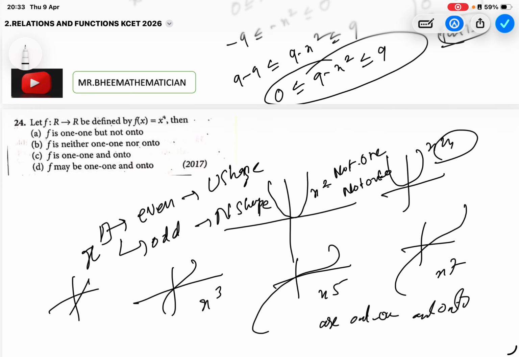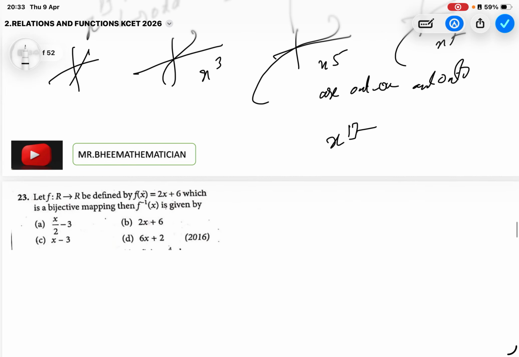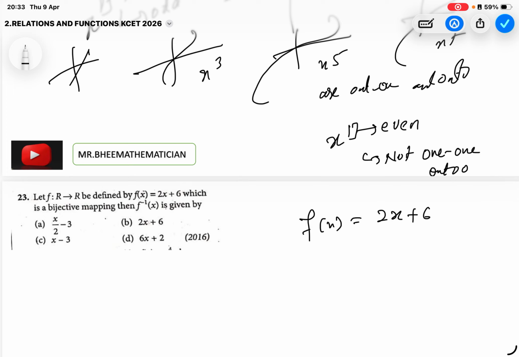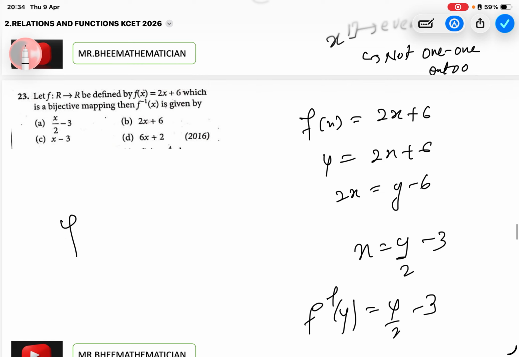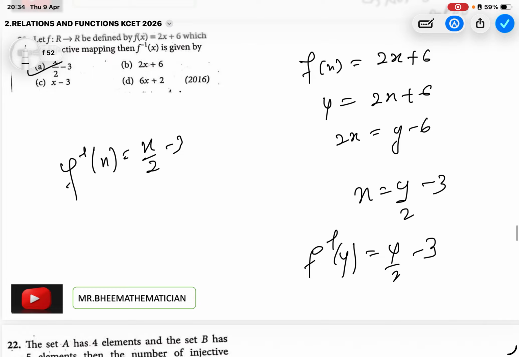You have to remember x to the power even is there, x to the power even, not on 2. F is a mapping from real to real. F of x equals 2x plus 6. This is y, 2x plus 6. 2x equals y minus 6. x equals y by 2 minus 3. This is f inverse of y. F inverse of x is x by 2 minus 3. Option A is correct.